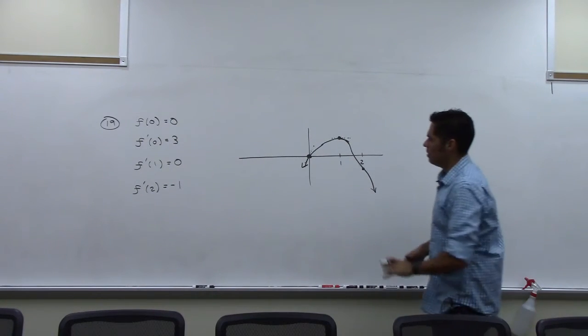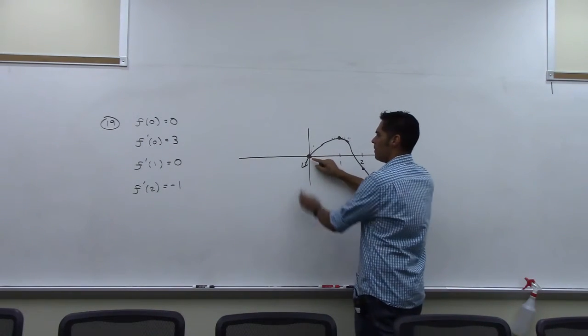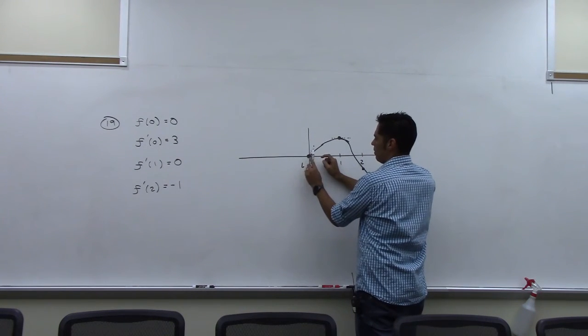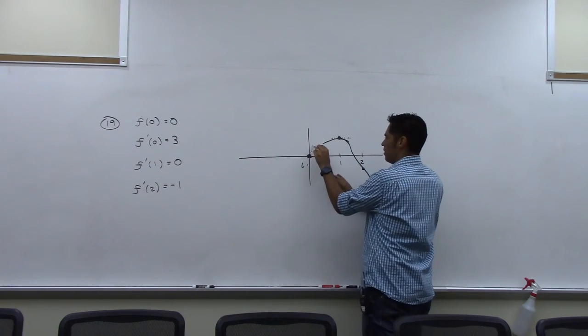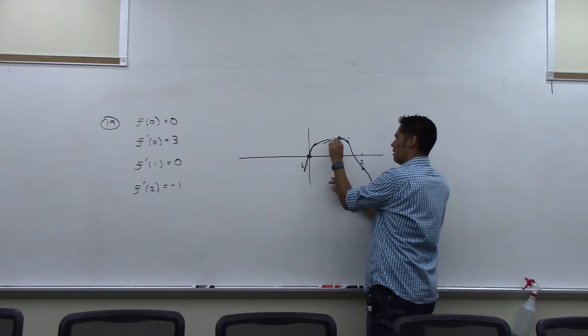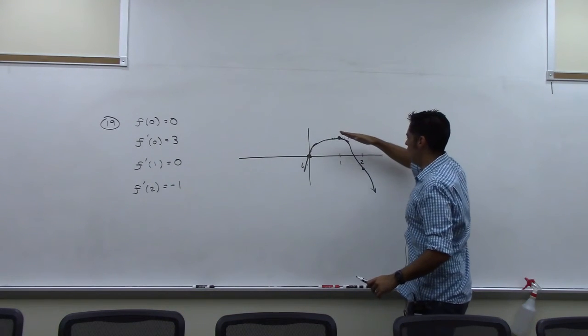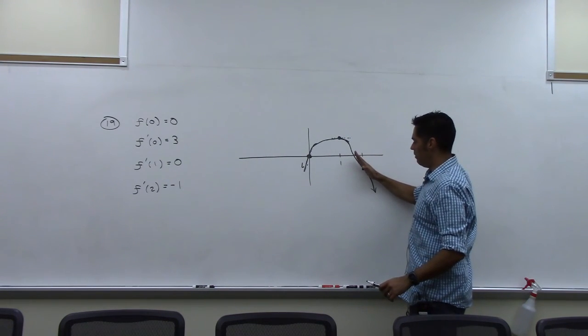That's a function. F of 0 is 0, the slope of the tangent line there is 3, pretty steep. I should have drawn that a little steeper. Maybe something like that. And then at 1, the slope of the tangent line is 0, and then at 2, the slope of the tangent line is negative 1.